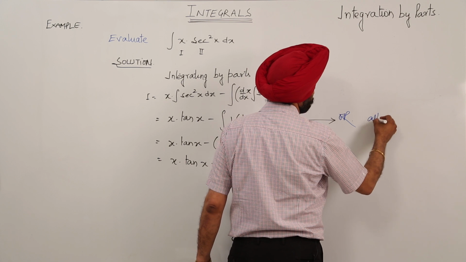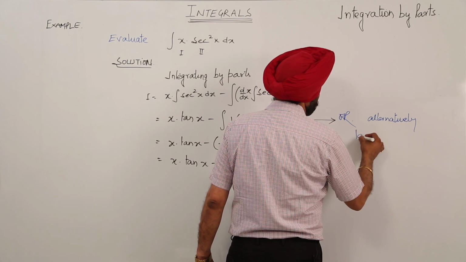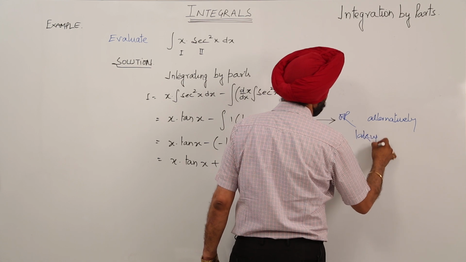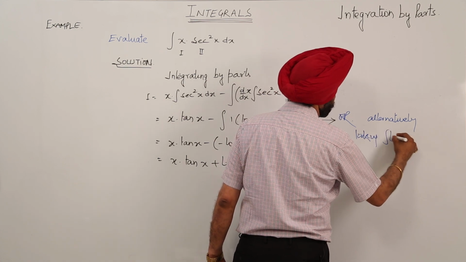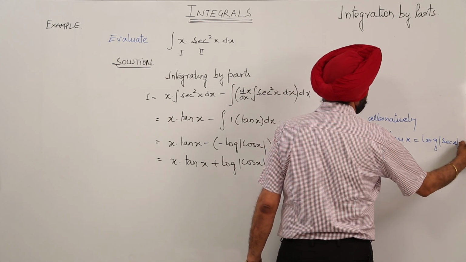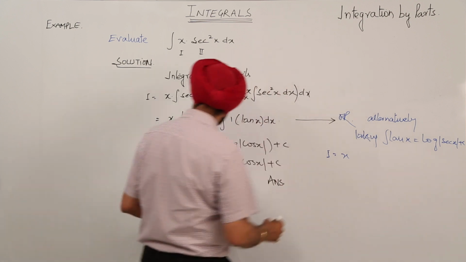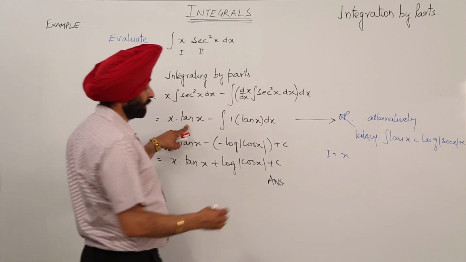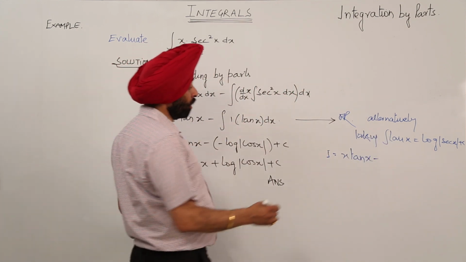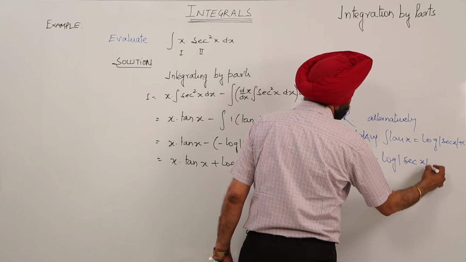Or, taking integration of tan x is equal to log mod of secant x plus c. Then what will the answer be? Then the answer will be, from this step, x tan x, negative of log secant x plus c.